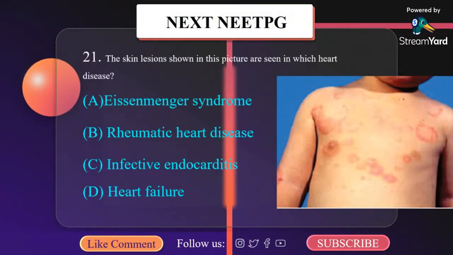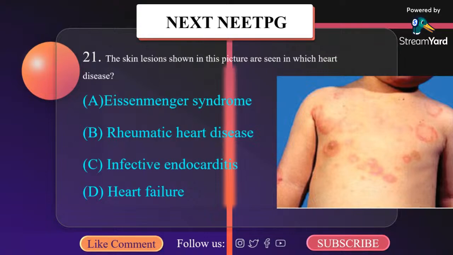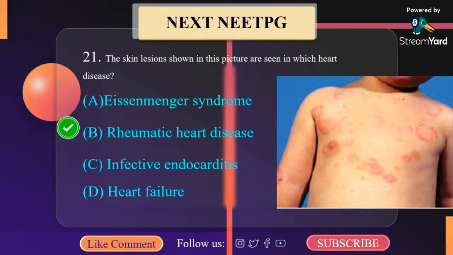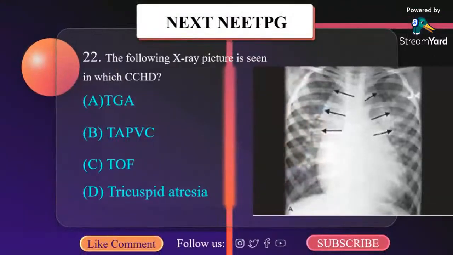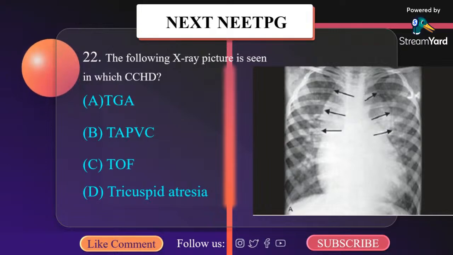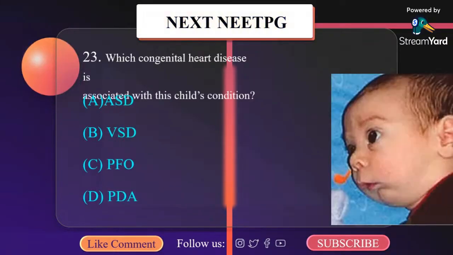The skin lesions shown in the picture are seen in which heart disease? A. Eisenmenger syndrome, B. Rheumatic heart disease, C. Infective endocarditis, D. Heart failure. It is rheumatic heart disease. The following X-ray picture is seen in which CCHD? A. TGA, B. TAPVC, C. TOF, D. Tricuspid atresia. It is TAPVC.